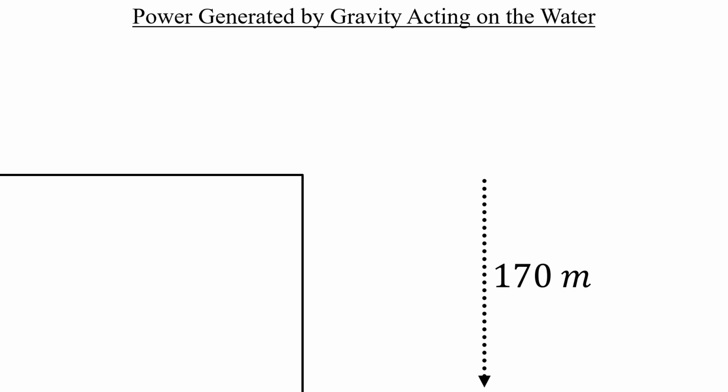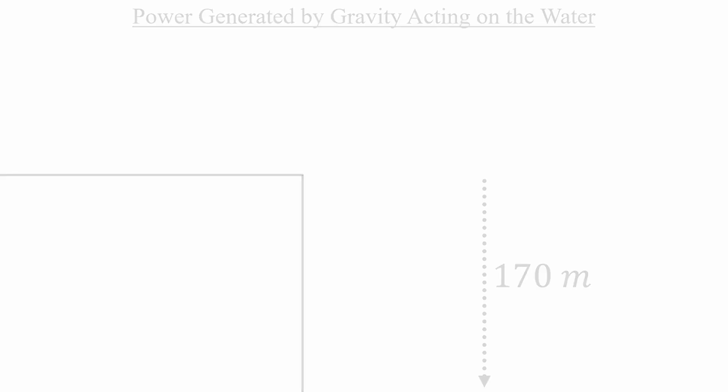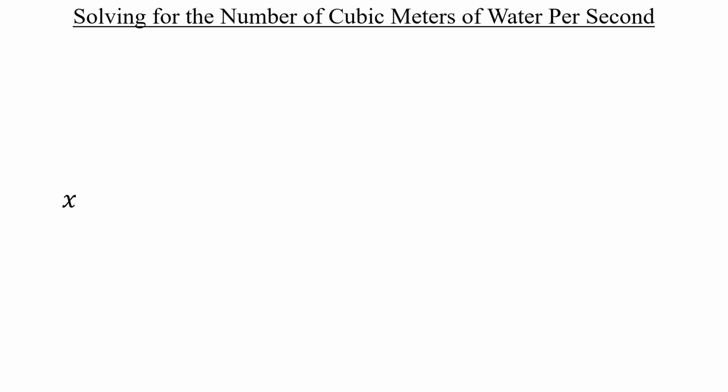This is just 1 cubic meter of water, though. We need to account for this happening multiple times every second. Here's how we can do this. Let's call the total number of cubic meters of water flowing through the dam every second x. If we want to relate this to the total amount of energy that the dam generates, we'll need to incorporate the conversion factor that says a cubic meter of water is equal to 1,000 kilograms.